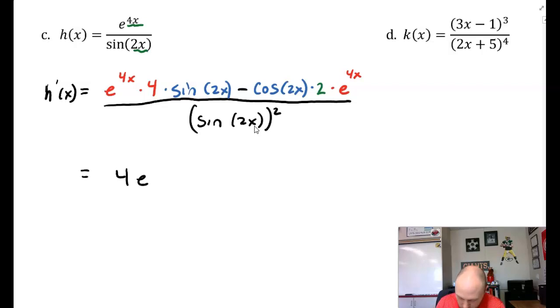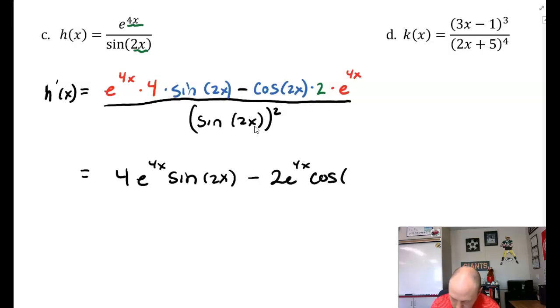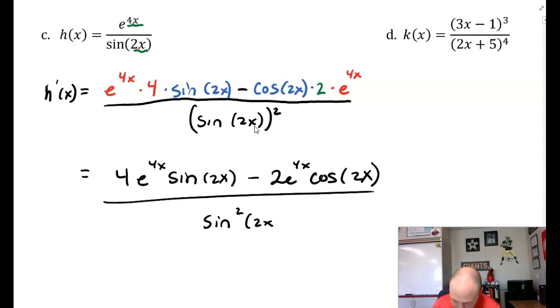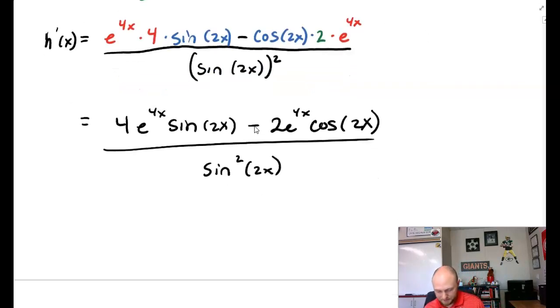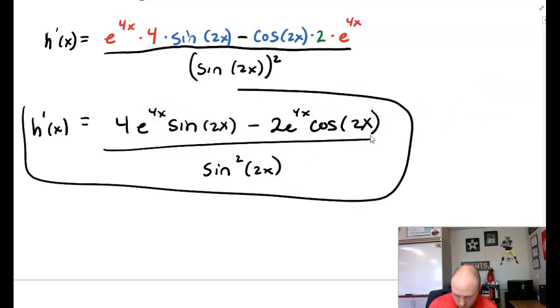So we have 4e to the power of 4x sine of 2x, minus 2e to the power of 4x cosine of 2x, all over sine squared 2x. If you were feeling really crazy, you could factor out a 2e to the power of 4x, but hey, we're not getting too crazy right now. There you go.